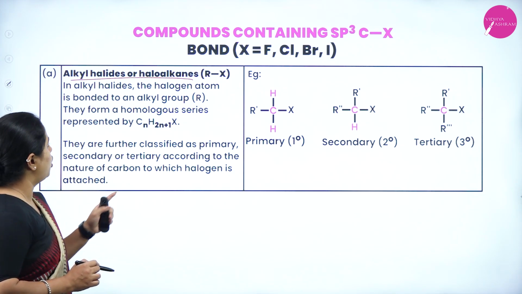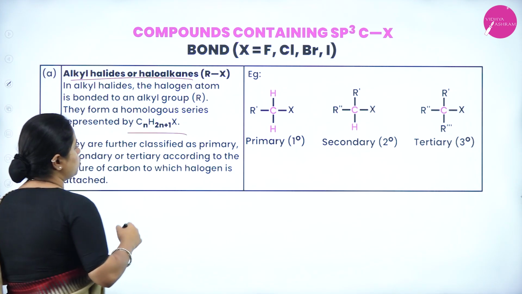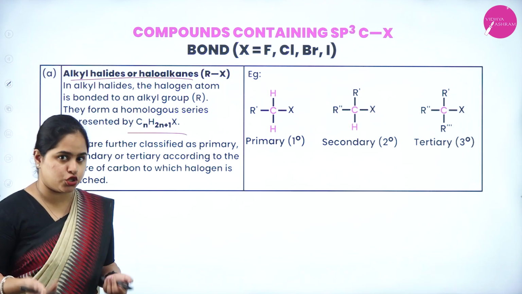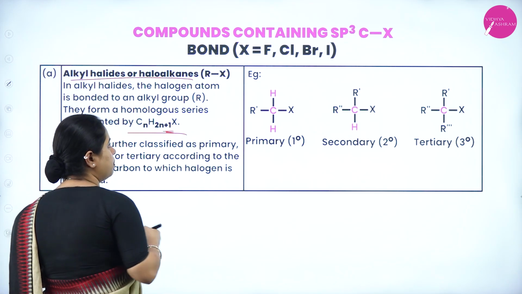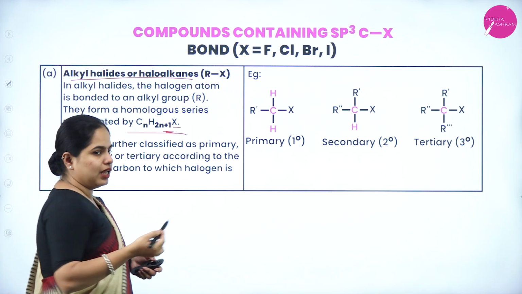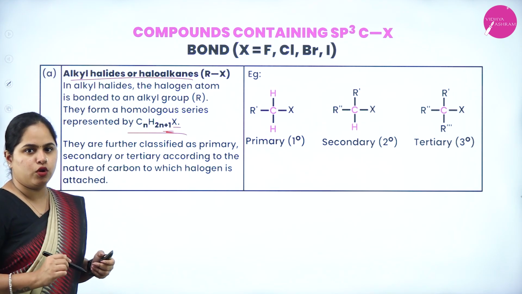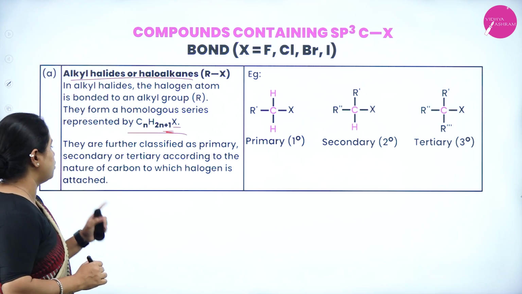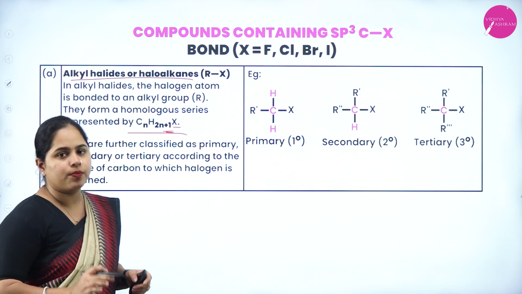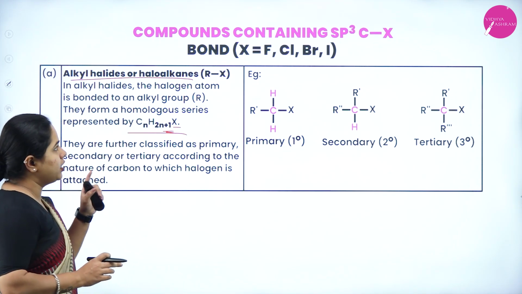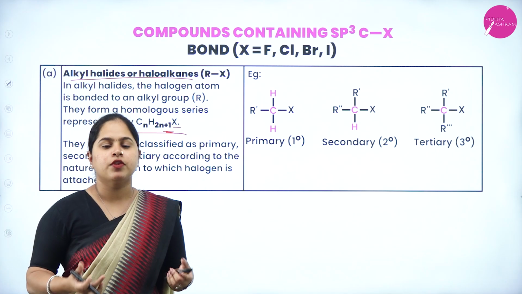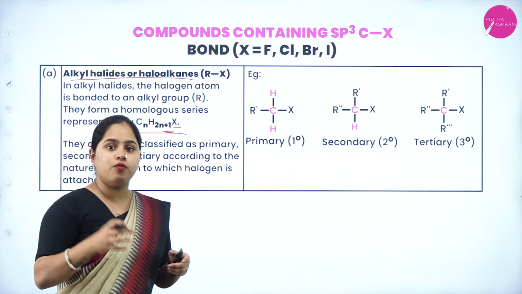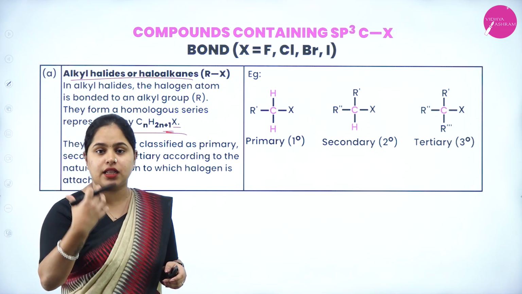They form a homologous series represented by CnH2n+1X. For alkanes, we know the general formula is CnH2n+2. Here it is +1 because instead of one hydrogen atom, there is a halogen atom present. So this is also a homologous series. They are further classified as primary, secondary or tertiary according to the nature of the carbon to which the halogen is attached. So the first classification is alkyl halides or haloalkanes, which we were discussing till now. The halogen atom is attached to an alkyl group, which will contain a carbon atom that is sp3 hybridized.